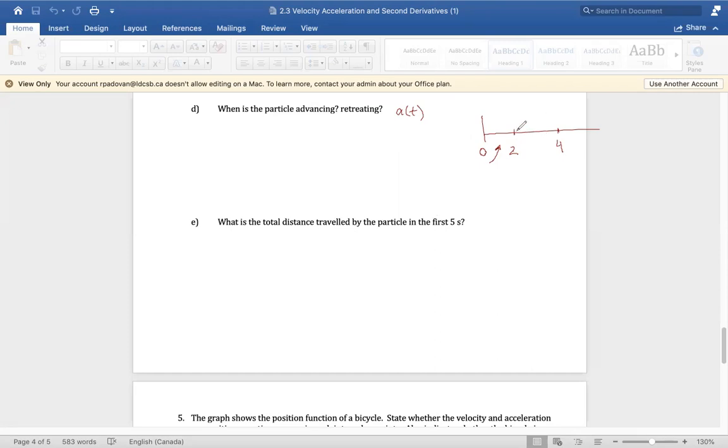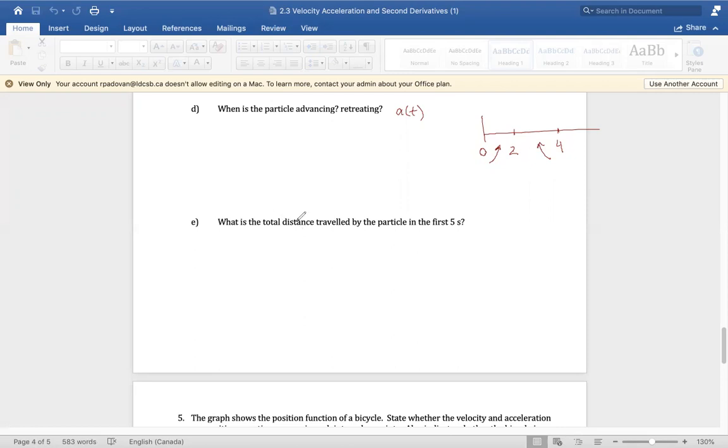Because I know that at 2 I'm not moving, and at 4 I'm not moving, if I pick a random number between 2 and 4, 3 would make the most sense, all I care about is whether that number is positive or negative. If it's positive, it tells me I'm advancing, and if it's negative, I'm retreating. I'll also draw a graph, similar to grade 12 functions, if you remember that.